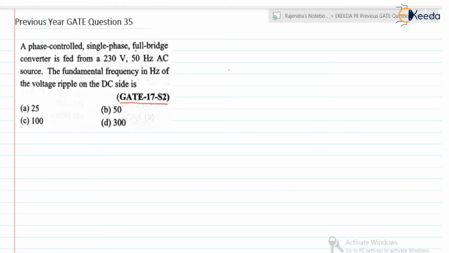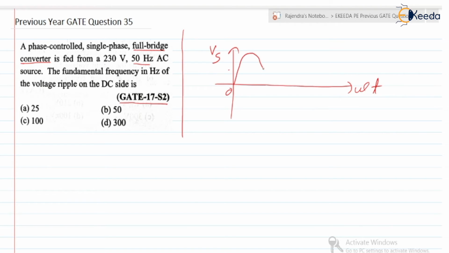Okay, so here we are having a full bridge converter, that is a full bridge rectifier. The fundamental frequency in hertz of the voltage ripple on the DC side is, okay, so input supply frequency is 50 hertz they have given. So if you check, input supply frequency is 50 hertz, means supply is completing 50 cycles in 1 second, right?